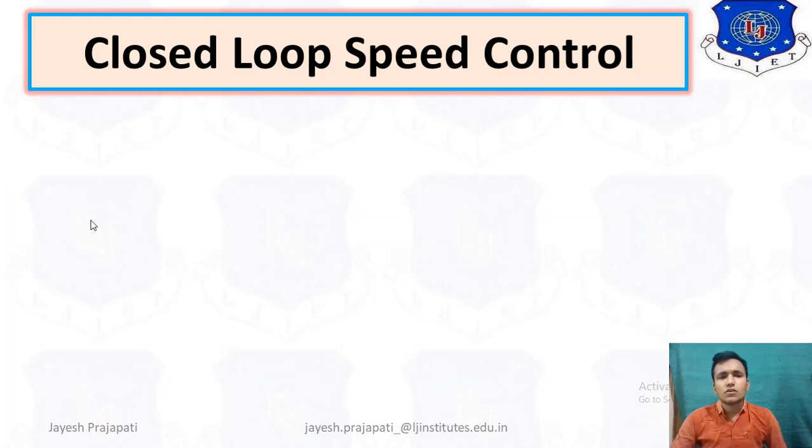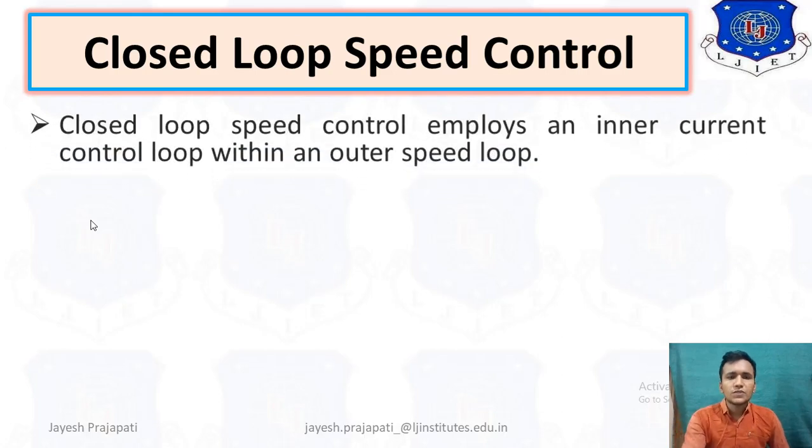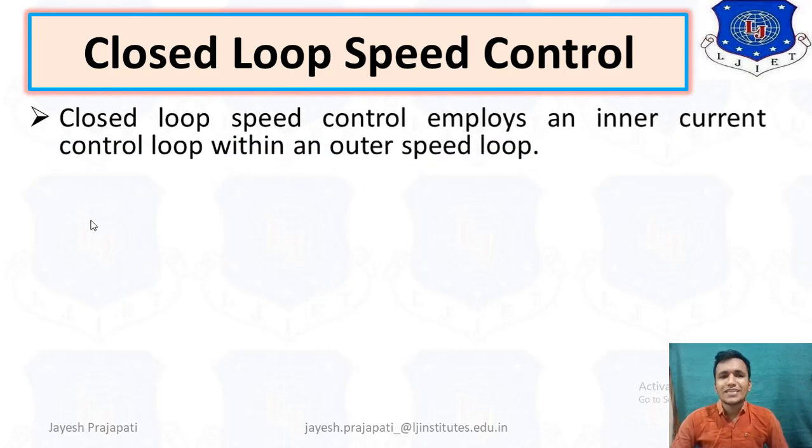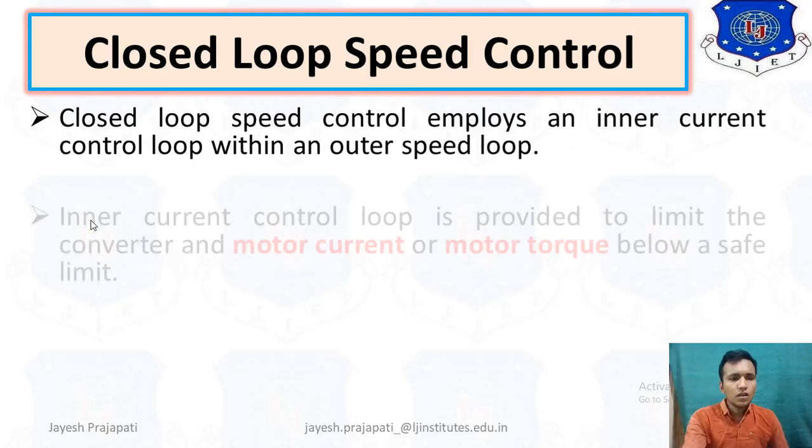That is a closed loop speed control. We have to measure the speed now. The closed loop speed control employs the inner current control loop with an outer speed loop. In this closed loop speed control, we have to employ one current limit control and also one speed loop control, because speed is dependent on the current. So we have to use two loops in this system.